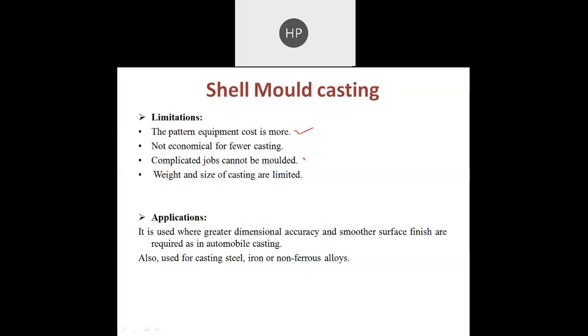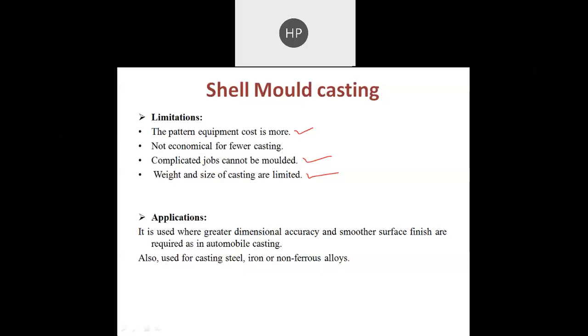Complicated jobs cannot be molded. So this is the major drawback. Simple and symmetrical shapes are generally made by shell mold casting. But when the shape is complicated, with intricate features, shell mold casting does not provide a good job. Then weight and size of casting are limited. Only up to a certain kg it is useful, and the size of the casting is also limited. So these are some of the drawbacks of shell mold casting.